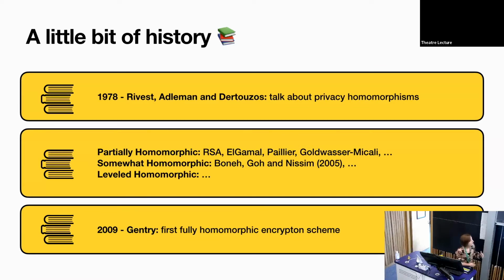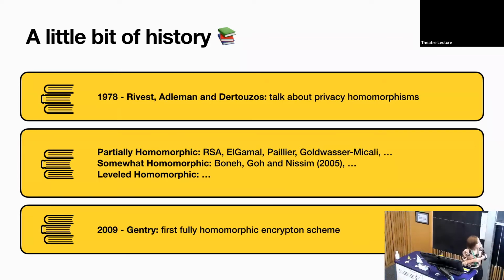Similar properties happen in ElGamal, Paillier, and Goldwasser-Micali. Those schemes are older than 2009. I think the last one was Paillier in 1999. So why was there a block in finding something that was fully homomorphic? Also, we had some solutions that were more than partially homomorphic.